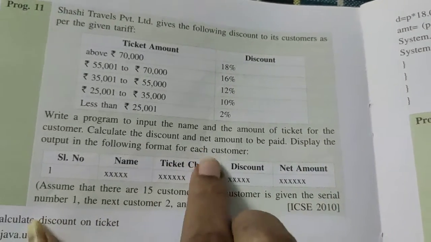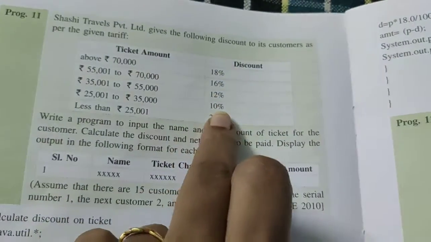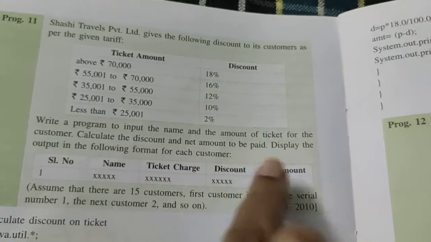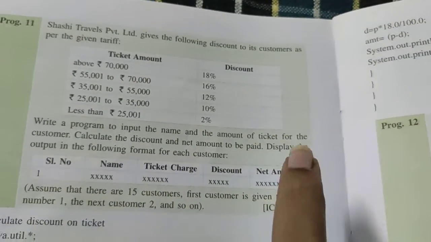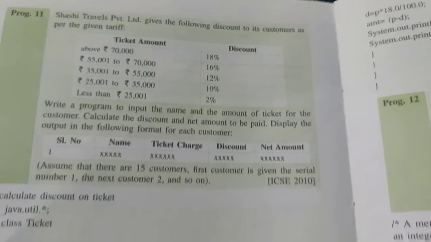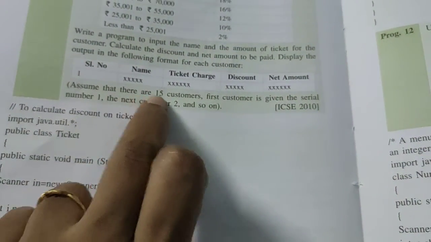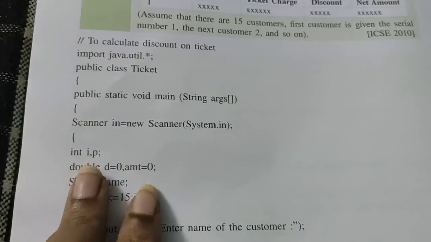That is ticket charge, we will be getting it as an input. For that we have to calculate the discount and subtract the discount from this ticket charge, and we have to display the amount in the net amount, and they have asked us to take 15 customers. Okay, so now let's see how to do it.